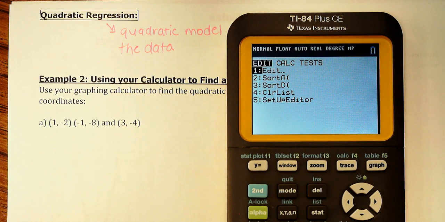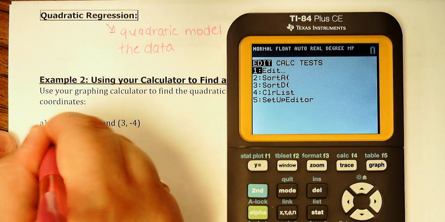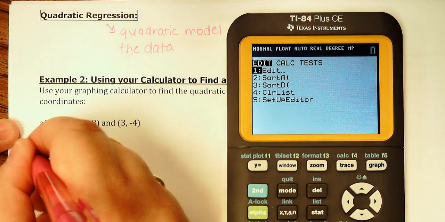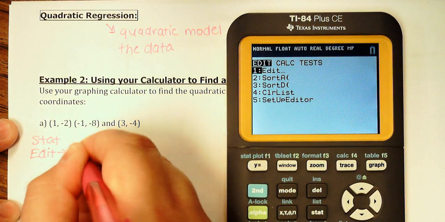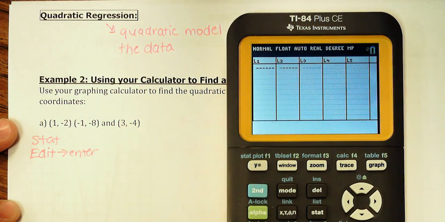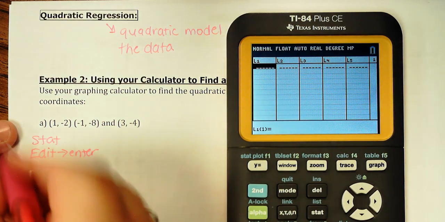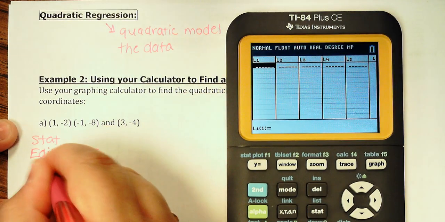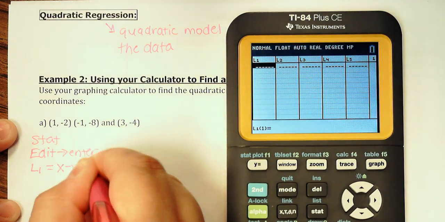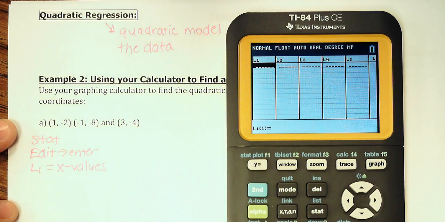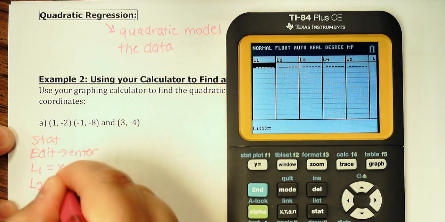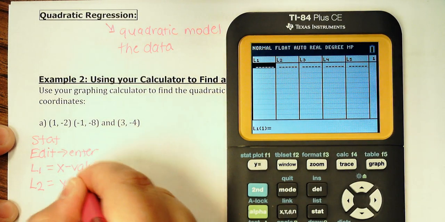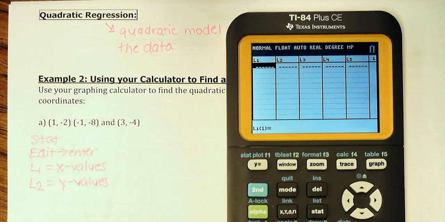So let me jot this down. We're doing stat, and then on the edit screen, you're just going to hit enter. That will take you to a screen that looks like this. L1 stands for list 1, and what you want to do is type your X values for the points in there, and L2 is used for list 2, and that's where we're going to type the Y values.